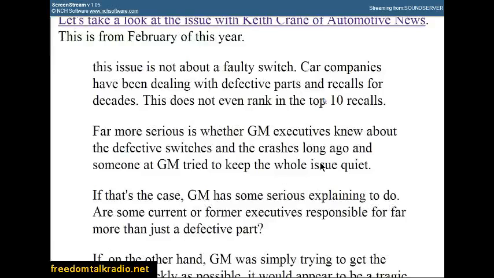This issue is not about a faulty switch. Car companies have been dealing with defective parts and recalls for decades. This doesn't even rank in the top 10 of all-time recalls. A far more serious issue is whether GM executives knew about the defective switches and crashes long ago, and someone at GM tried to keep the whole issue quiet.